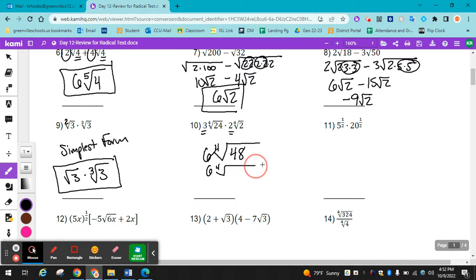So 48 is 4 2's. And some of you have to do the tree every single time. I have my answer sheet right next to me. I already worked out, so I'm not going to waste your time trying to break down 48. So every 4, since the index is 4, 1 comes out. So 4 times 6 is 24.